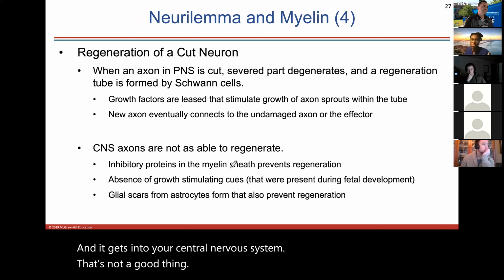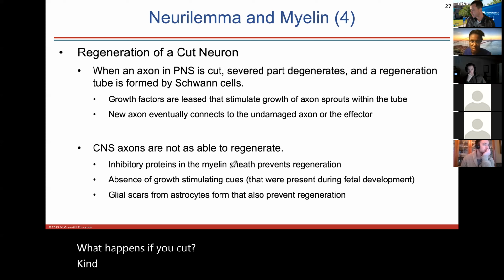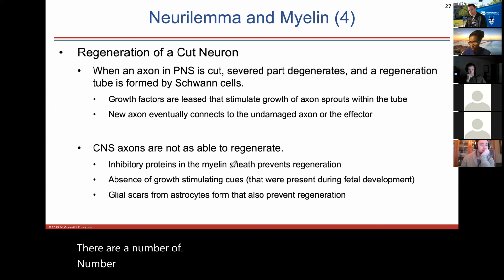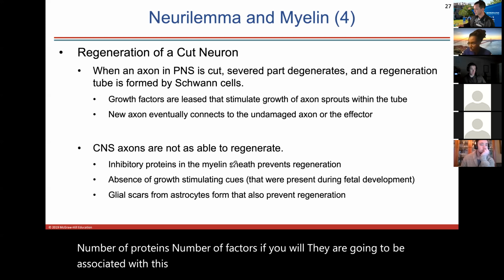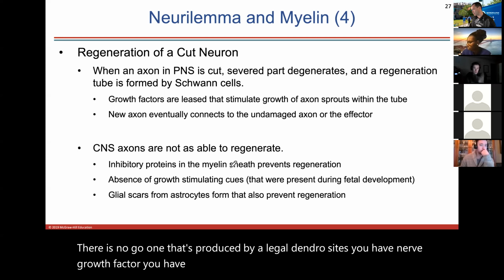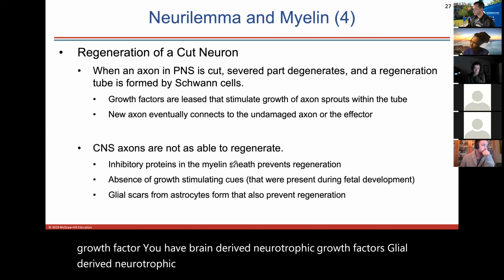What happens if you cut a nerve? You can cut a nerve, you can damage a nerve, right? There are a number of proteins, a number of factors, if you will, that are going to be associated with this process. There's the no-go one that's produced by oligodendrocytes. You have nerve growth factor. You have brain-derived neurotrophic growth factors, glial-derived neurotrophic factors, neurotrophin 3, neurotrophin 4, neurotrophin 5. There's a lot there.